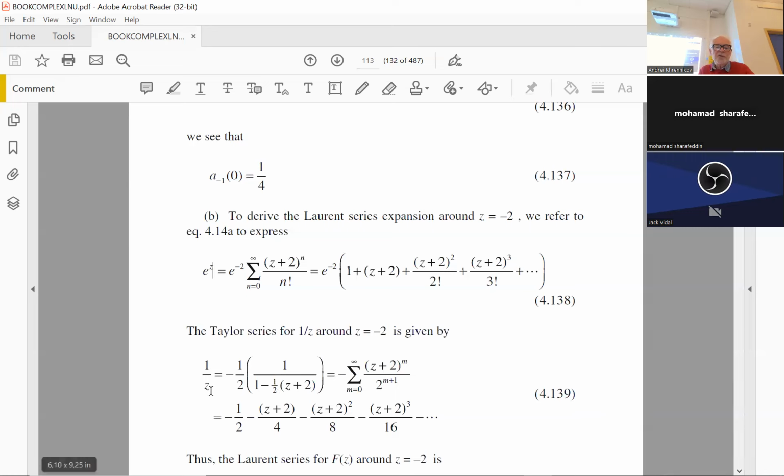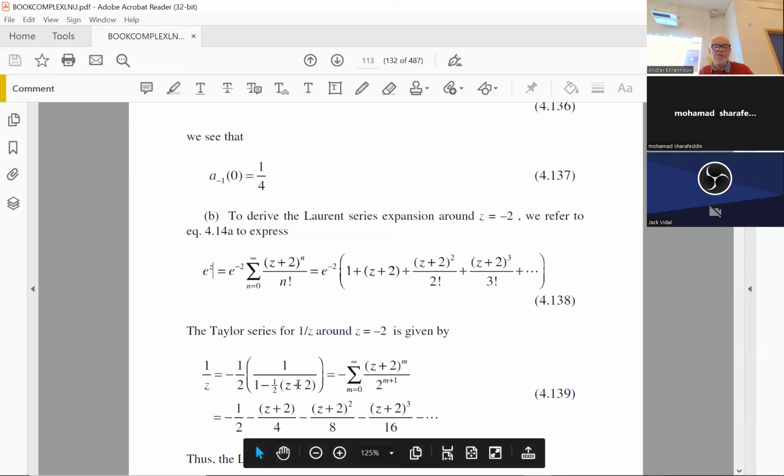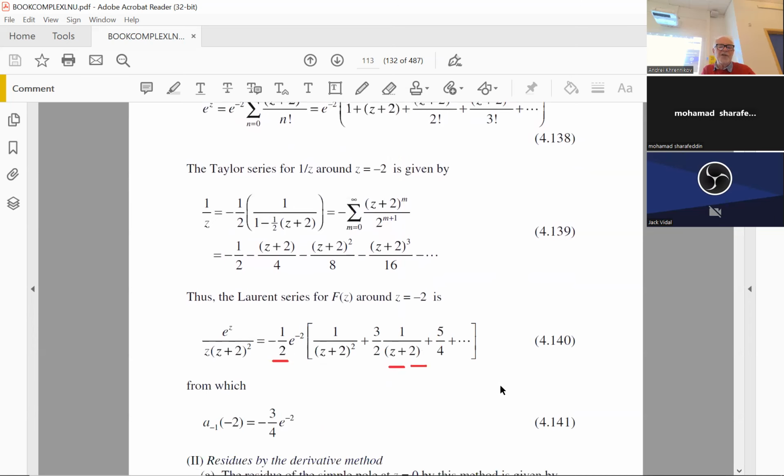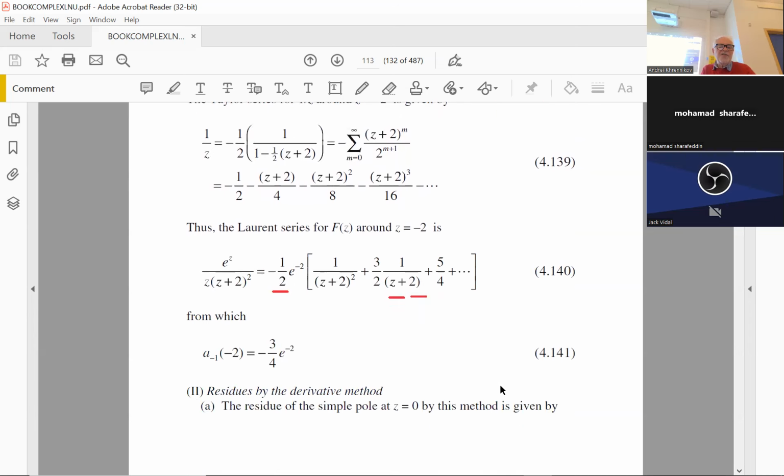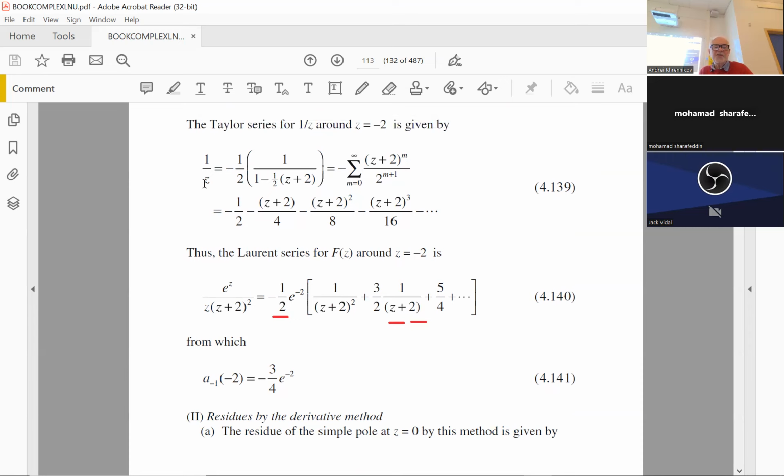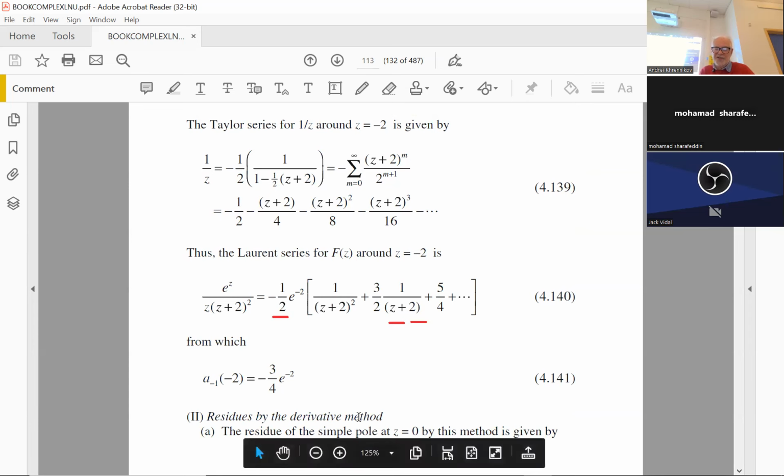So what we do with this z, we write plus 2 minus 2, and we finally get a sum of geometric progression. We expand it into a series. And now we should again multiply these series. And finally, the coefficient at degree 1 divided by z plus 2, it is this one. So this is the residue. I think at least at the point z equals 0, it is a pole of degree 1, so it would be easier to calculate the residue by the derivative method.